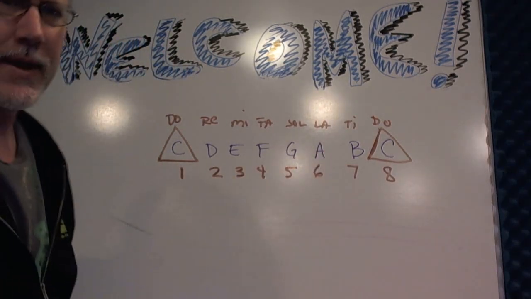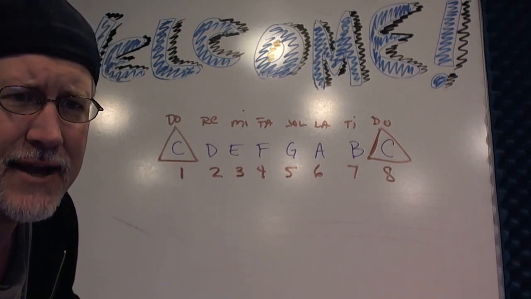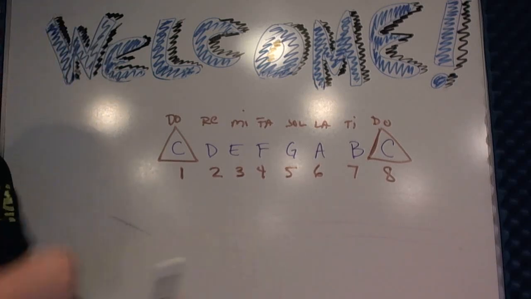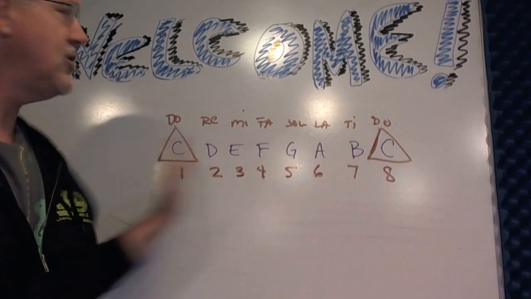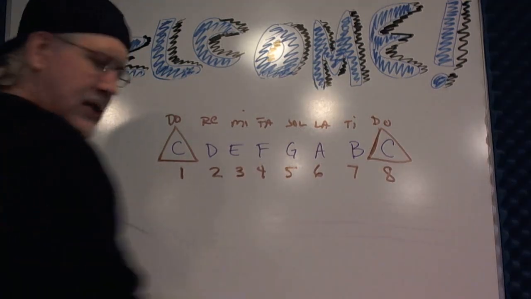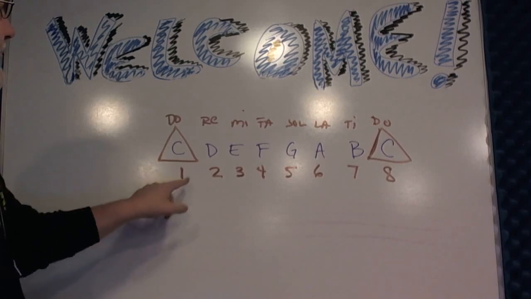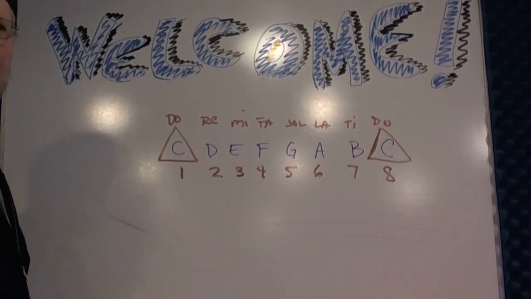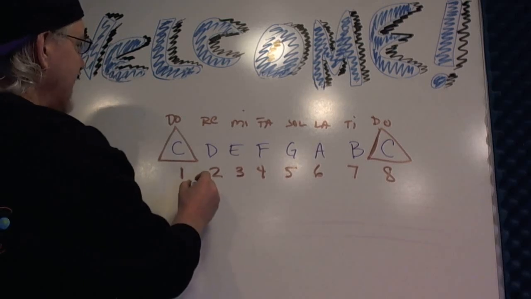Now, what makes that C major scale sound is the relationships of these notes to one another. So in other words, I'm going to look at how far these notes are apart from each other. If I look at C to D, from scale degree number 1 to scale degree number 2, that distance in music is a whole step. C to D is a whole step.